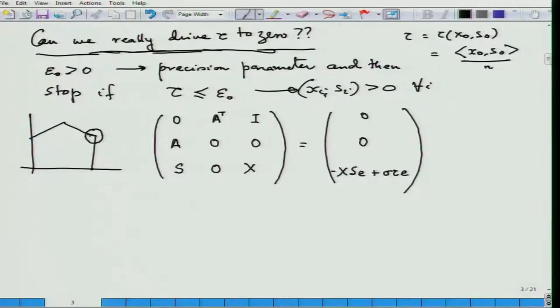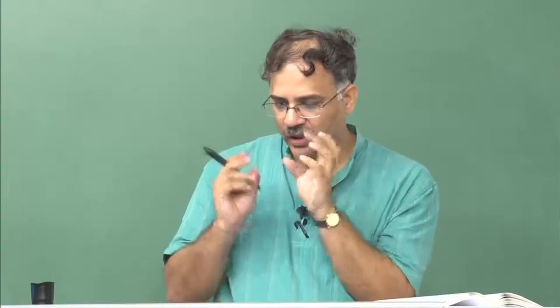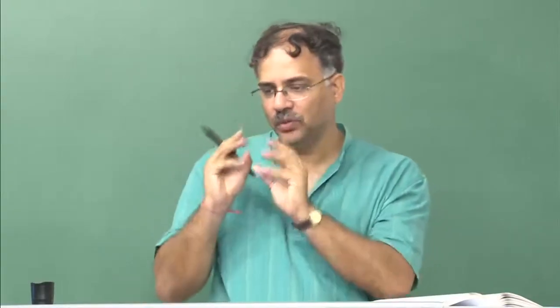So, you have not bothered, this sigma tau is acting exactly like your mu. The sigma tau, where sigma is between 0 and 1, is acting like your mu. So, I cannot find everything exactly equal to mu, but I am computing the system such that it is some fraction of the average, the fraction of the duality measure. So, instead of mu, I am using sigma tau.